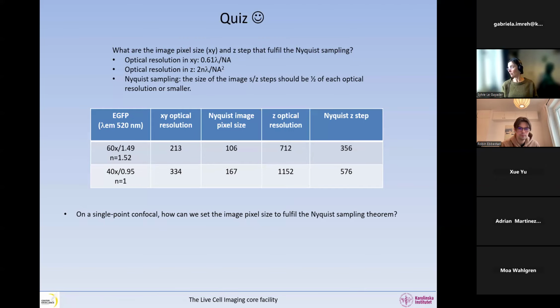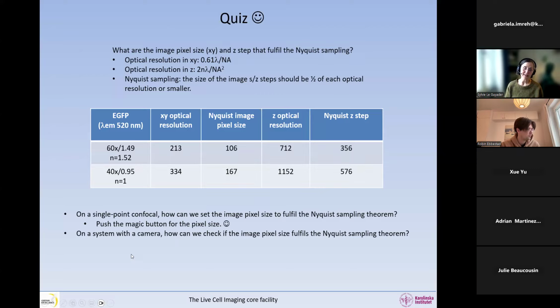Anybody can tell me? We click on the magic button. Super nice. To fulfill the Nyquist theorem and make sure that you collect everything that your objective gives you, click on the Nyquist button. This is what happens on a single point confocal.